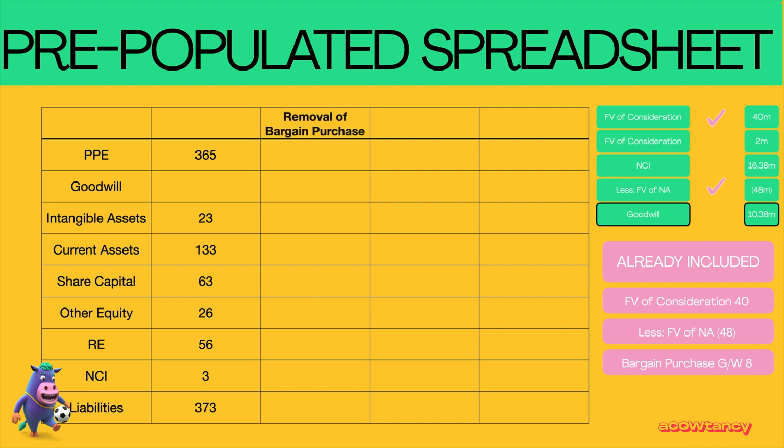So we need to remove that first of all. So straight away, take out 8 out of goodwill. That would have gone to retained earnings, so take 8 out of there. Now we can carry on.